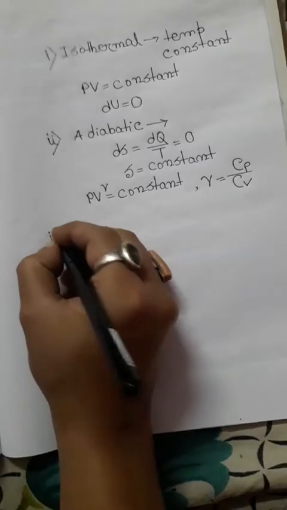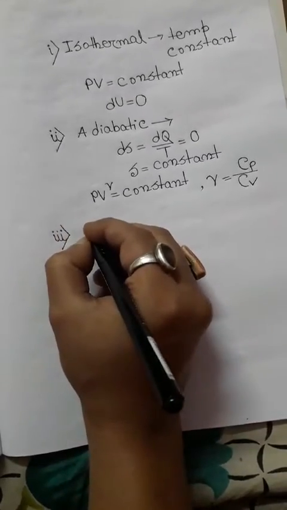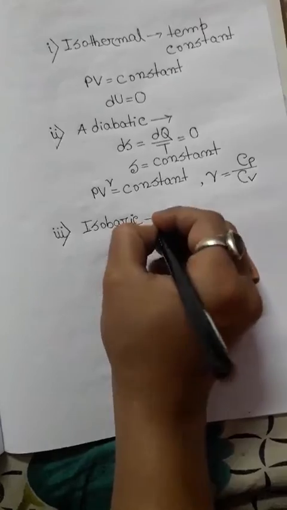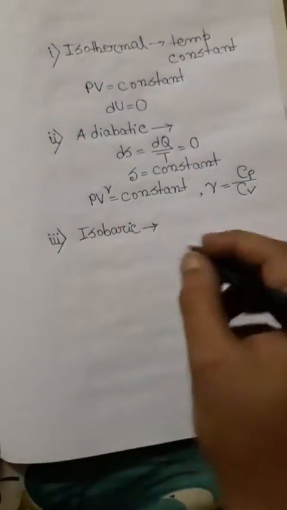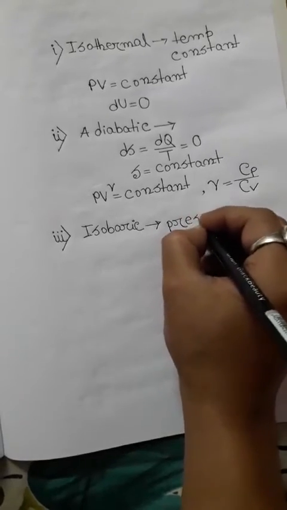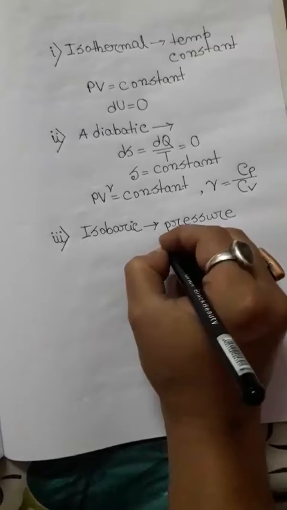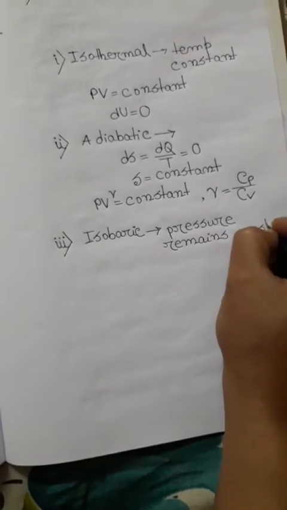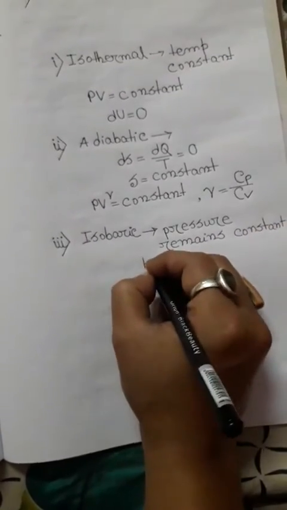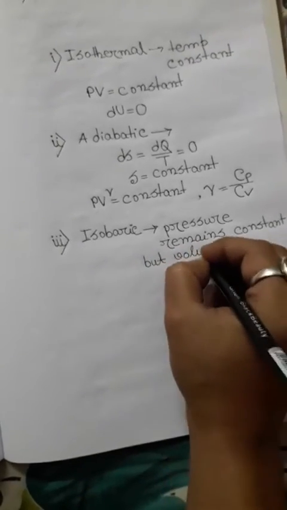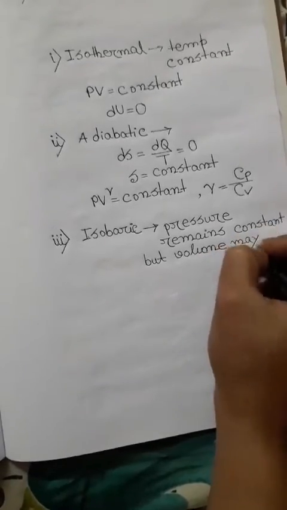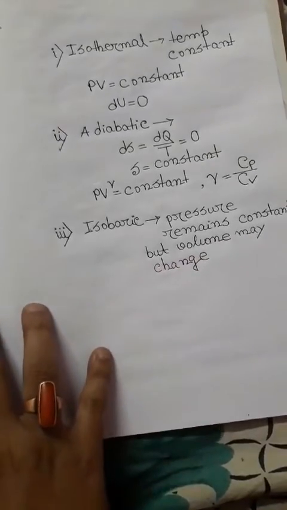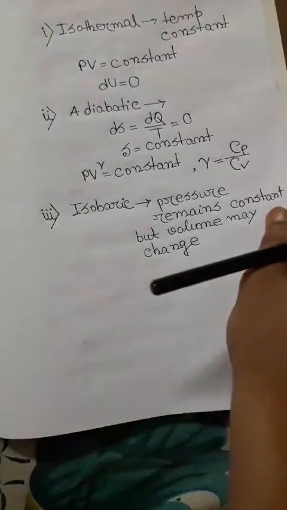Another process is the isobaric process. What is an isobaric process? An isobaric process is one in which the pressure of the system remains constant, but volume may change. This is called an isobaric process.